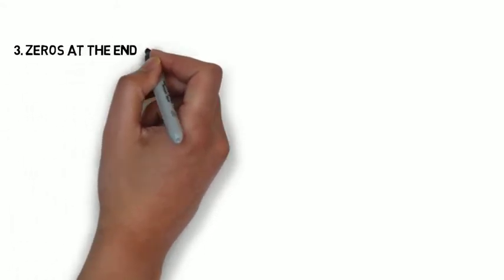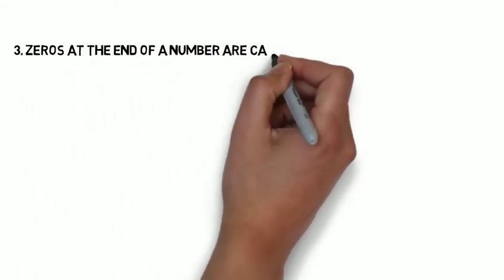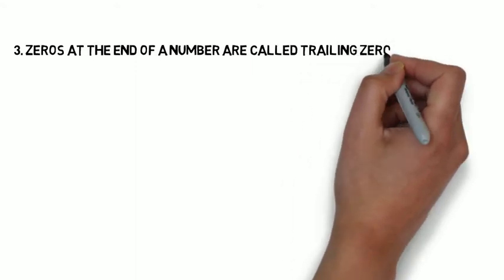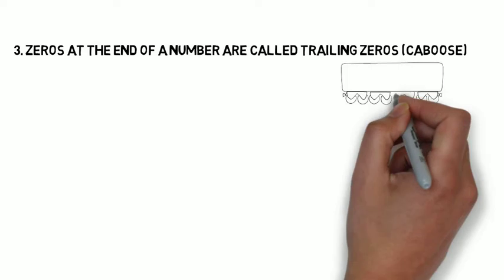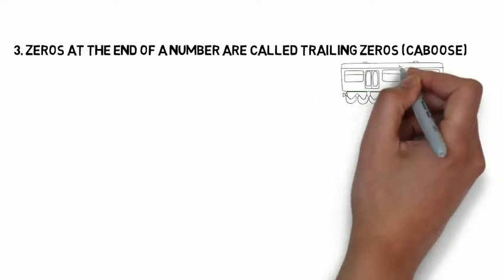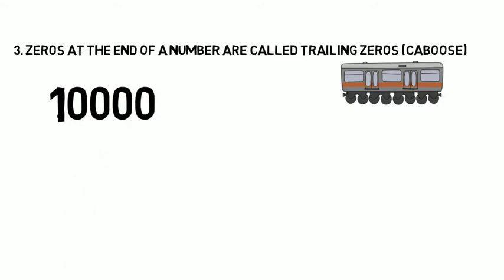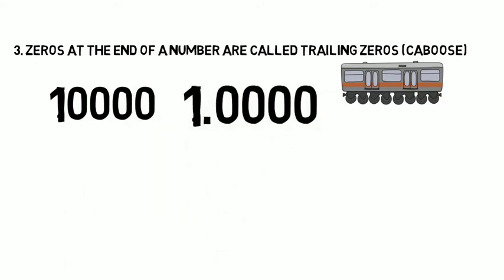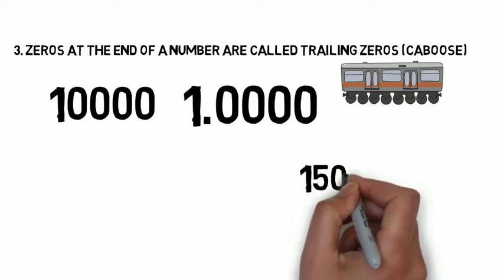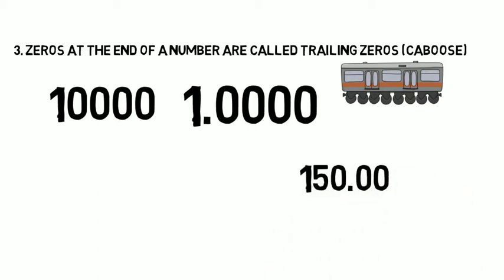Maybe you've guessed by now, but the third kind of zero are zeros at the end of a number. We call these trailing zeros. Think of them like the caboose at the end of the train. Okay? Unlike the first two, trailing zeros, it depends. And what does it depend on? Well, it depends on whether or not there's a decimal point in the number. If you have a decimal point, they count. No decimal point, they don't count.